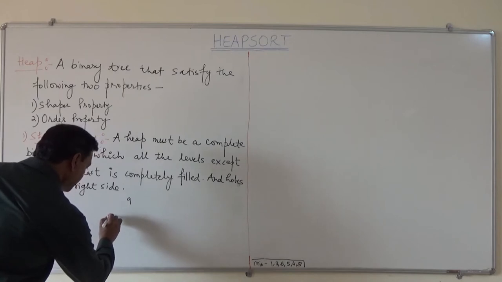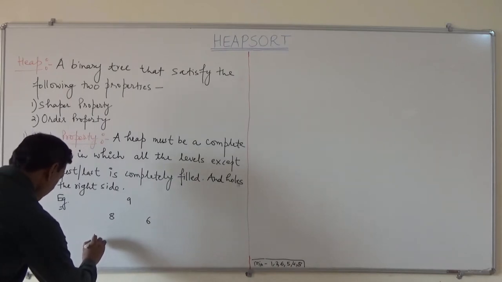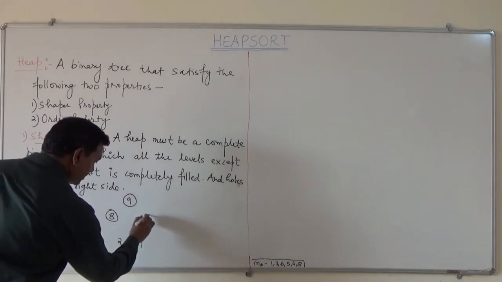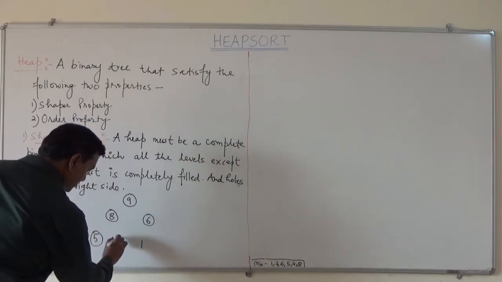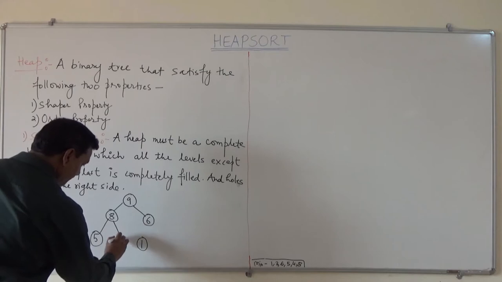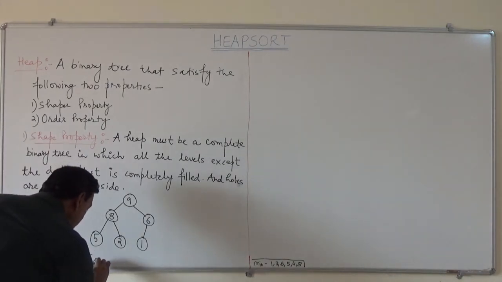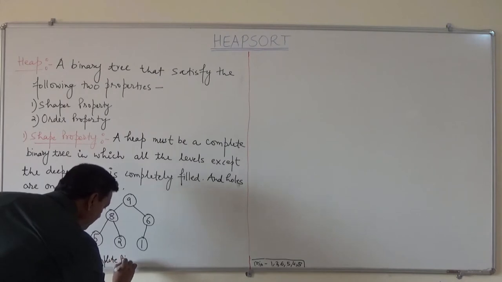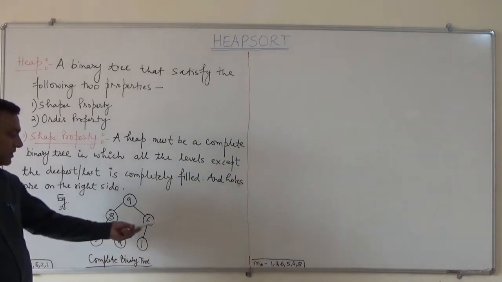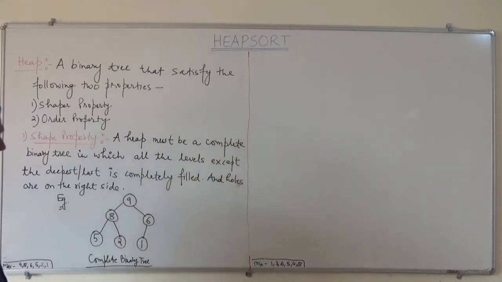For example, let us consider an example: 9, 8, 6, 5, 2, 1. This is a complete binary tree in which all the levels are filled except the last one. This level is not filled, and this is a hole. So this is the complete binary tree.